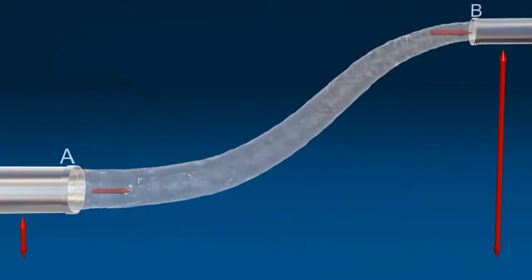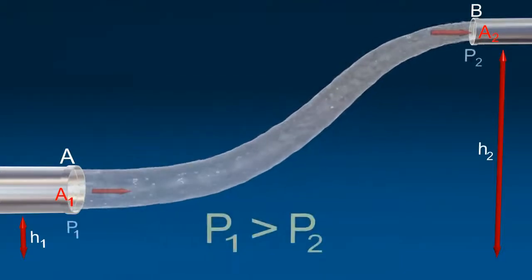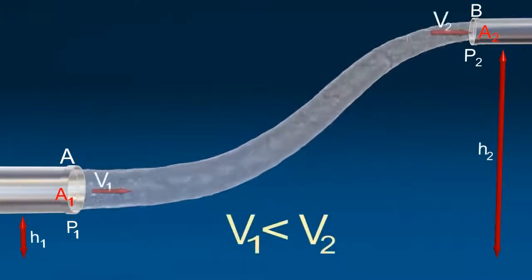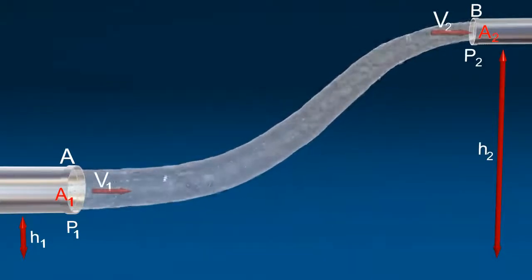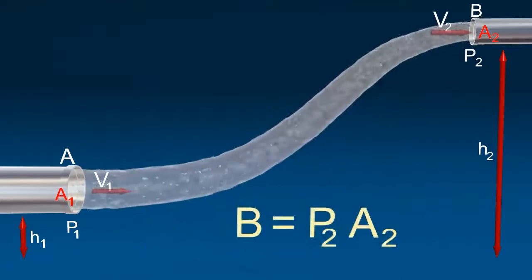Consider a tube AB of varying cross-section A1 and A2 and at different heights H1 and H2. Liquid is flowing from A to B. P1 is greater than P2. Here, A1 is greater than A2, so V1 is less than V2. The force on the liquid at A and at B.